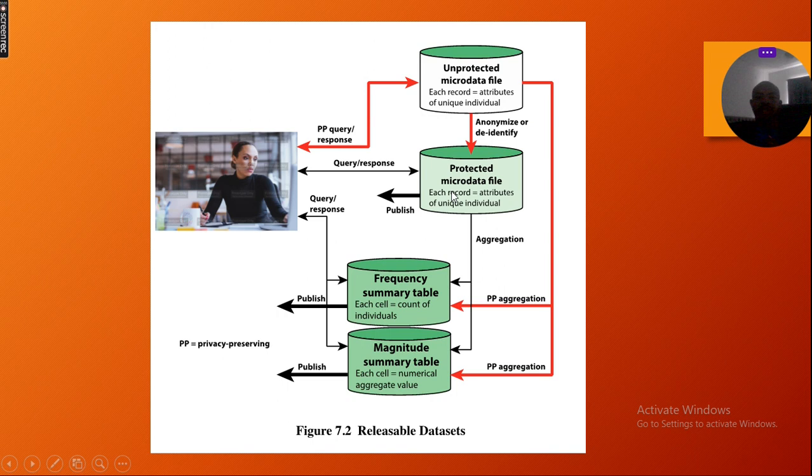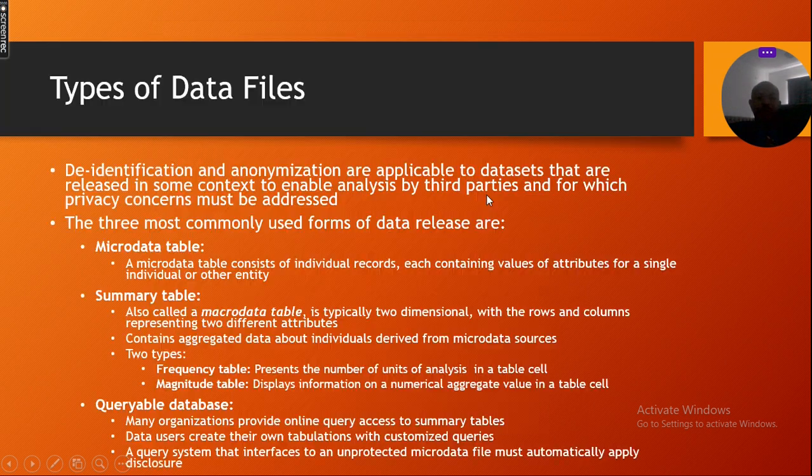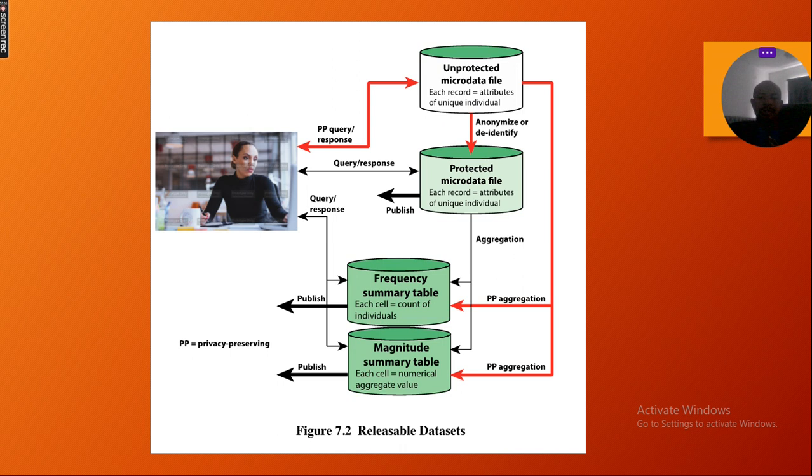Remember, there are three types of database. We mentioned the microdata database. We mentioned the macro data table, number two, which is also called the summary table. Then the third one is the queryable database. The second one, the macro or summary table, is of two types: the frequency summary table and the magnitude summary table.